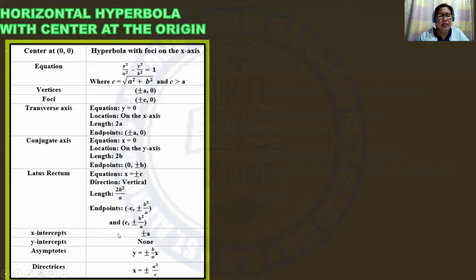For the intercepts, for the x-intercepts, we have positive or negative a. For the y-intercepts, none. Asymptotes can be computed by y is equal to plus or minus bx over a. Directrices, we have x is equal to plus or minus a squared over c.